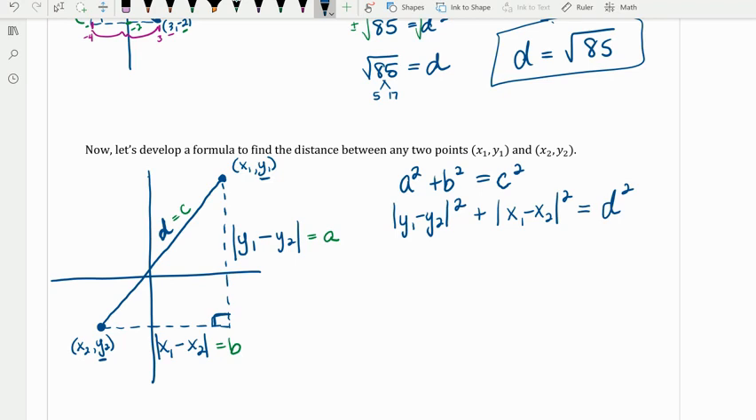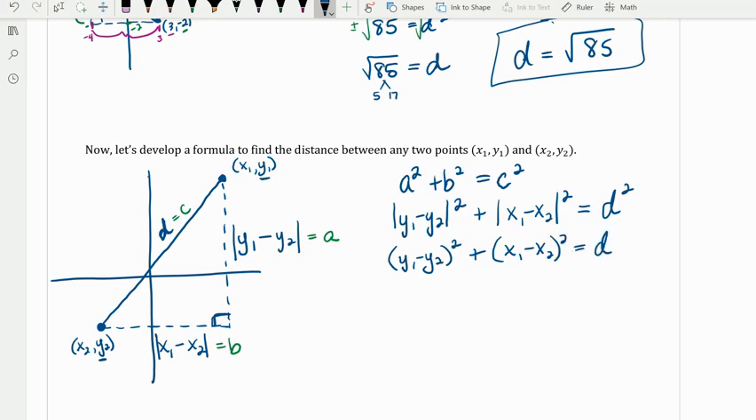Now, if I'm taking an absolute value of something, but then I'm also squaring it, absolute value and squaring kind of accomplish the same thing, because when I square a number, it's always going to end up positive. A positive times a positive makes a positive. A negative times a negative makes a positive. So if I think about that, I don't really need the absolute value signs anymore because we're squaring it. So I'm going to rewrite this with just regular parentheses, y1 minus y2 squared plus x1 minus x2 squared.